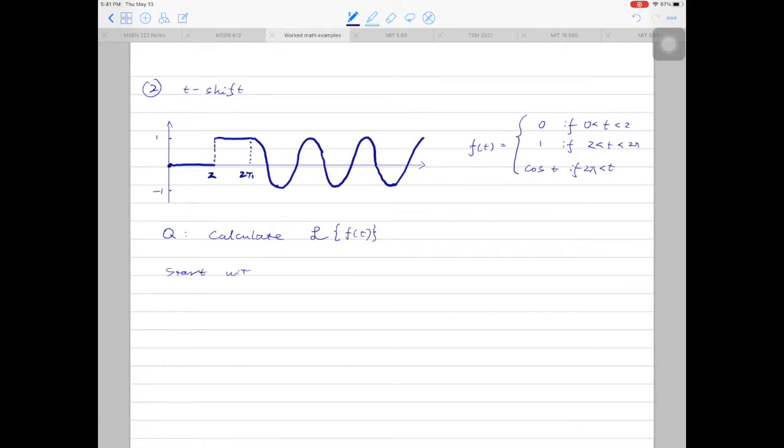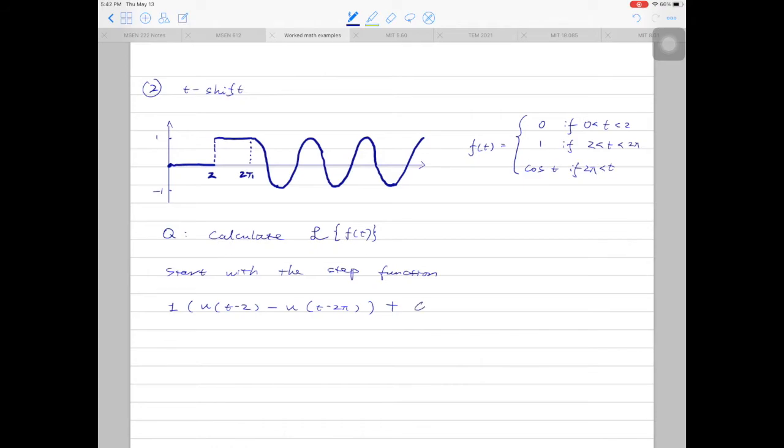Again, here we have 3 transitions or 3 steps in the equation. So we'll start by writing down the step function. The first part of the step function is from 0 to 2. Since the magnitude is 0, we'll not write that down. For the second part, the magnitude is 1, and it's between 2 and 2 pi. So the step function can be written down as u(t - 2) - u(t - 2 pi).